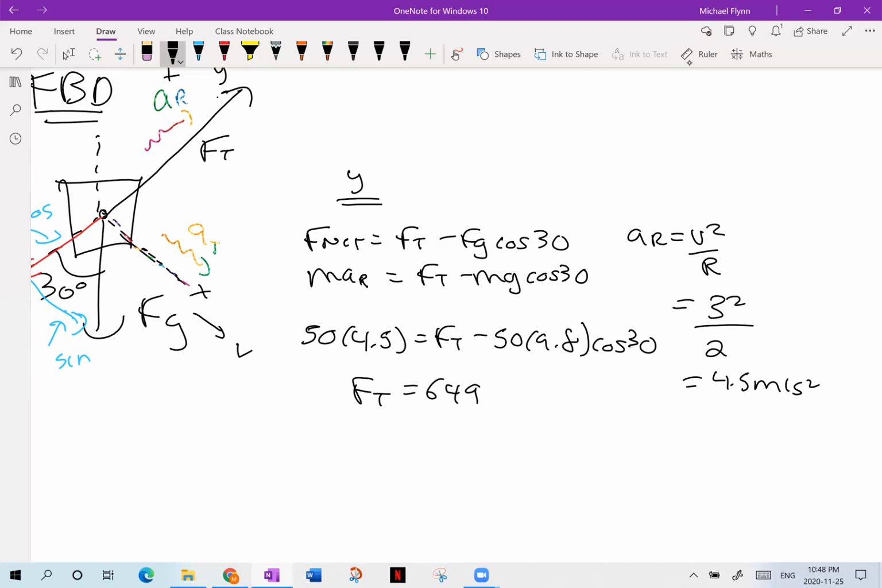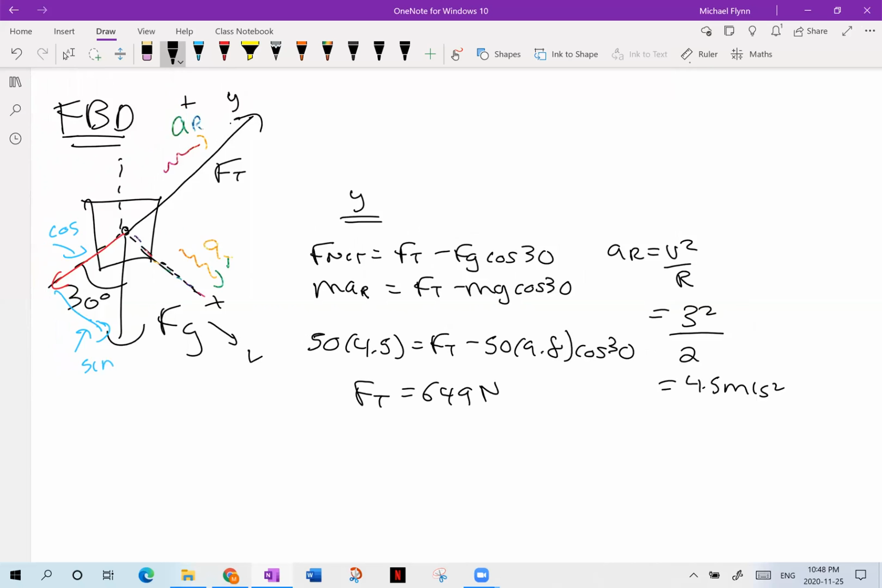Okay, that's a lot of weight, but it's less than his own weight. Actually, no, it's a little bit more than his own weight. So it's more than what he would weigh if he was just trying to pull himself up on a rope. Okay, so there you go. 50 times 649 newtons. That's how much tension is in the rope currently.